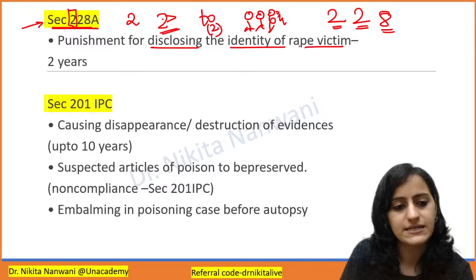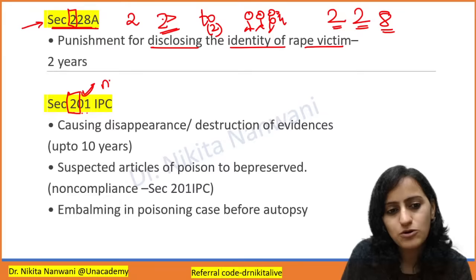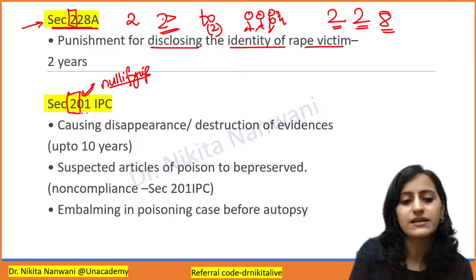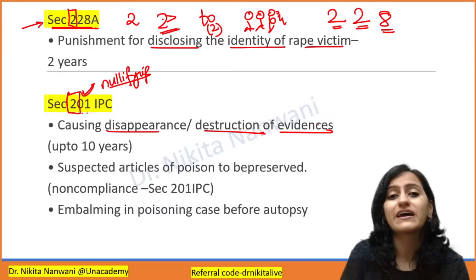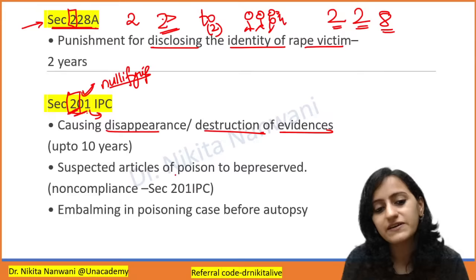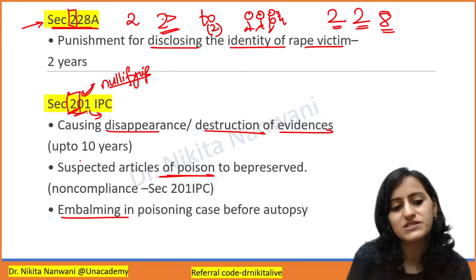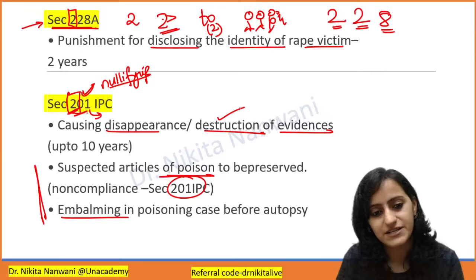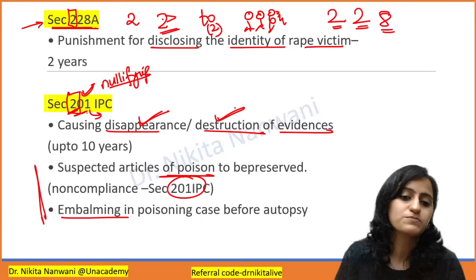201, now again this 2 is your mischievous person, 0 matlab nullifying, wide 0 kar dena. So that is basically your causing disappearance or destruction of evidence. So this mischievous person nullifying the evidence, that is your section 201. So if you are not preserving the poison wala articles, if the embalming is done in poisoning case before autopsy, all these will come in your section 201 because you are causing destruction of the evidence or disappearance of the evidence. So not preserving the articles or embalming the body before autopsy, these are included in your 201, very, very important and frequently asked.